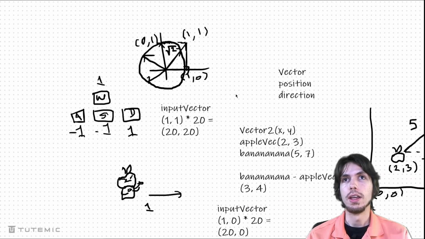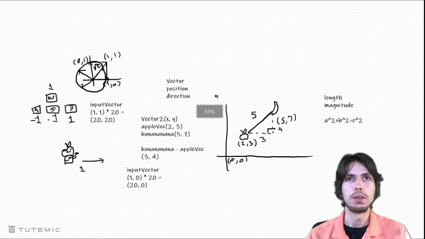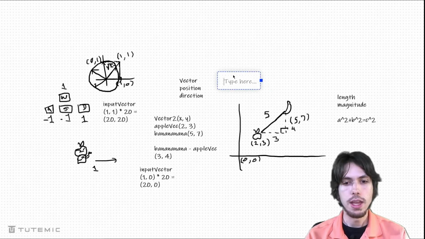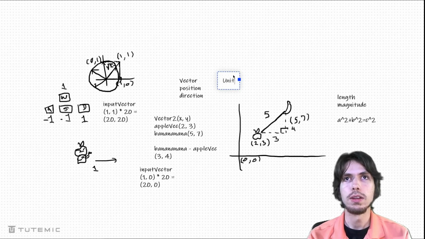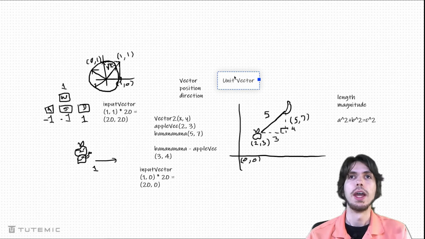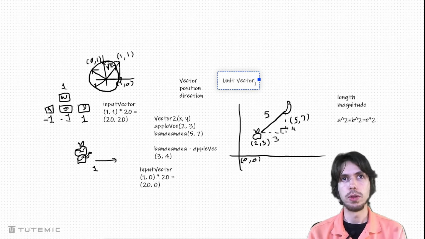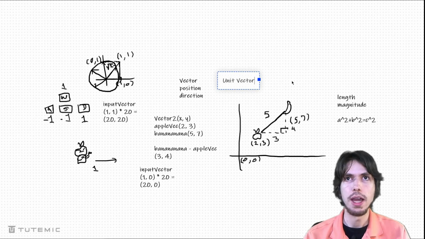This whole concept of keeping a vector at length 1 is very important inside of game development, and it has special terms. A vector of length or magnitude 1 is called a unit vector. A unit vector is any vector of length 1. And it's obviously really helpful to prevent us from running into those problems where you're able to move faster diagonally.